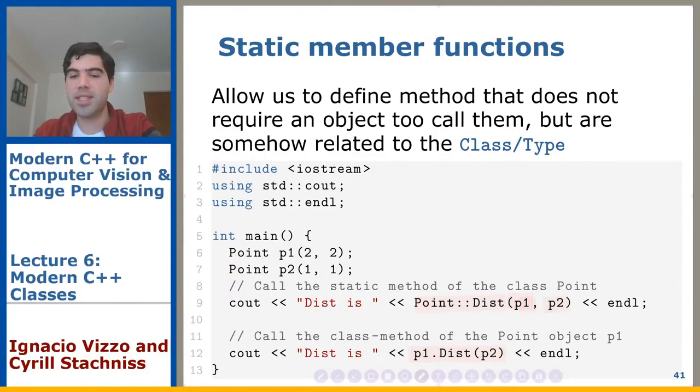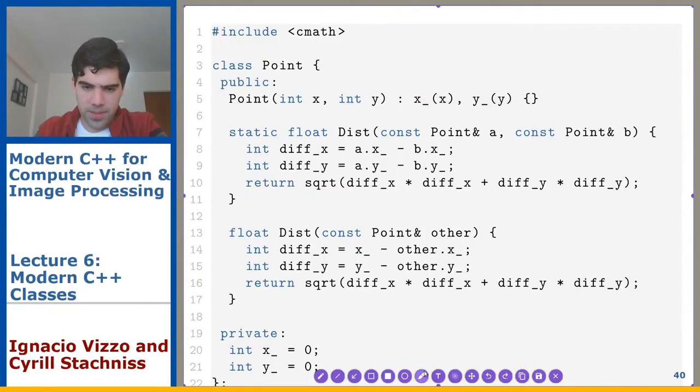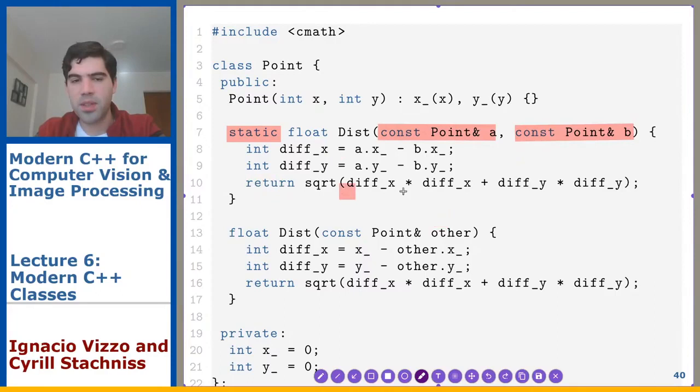This distance function that is marked as static does not need to instantiate an object of the class, so you can call this without creating any object. It will take two points as reference, compute the distance and return a floating point value. So if you find yourself in this kind of situation, static member functions are ideal for this case.